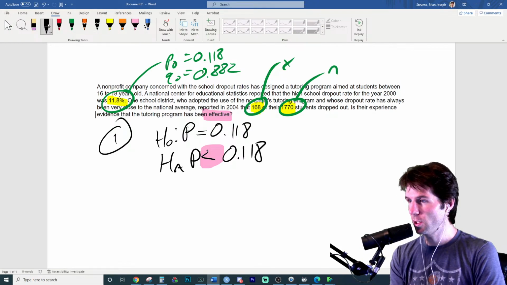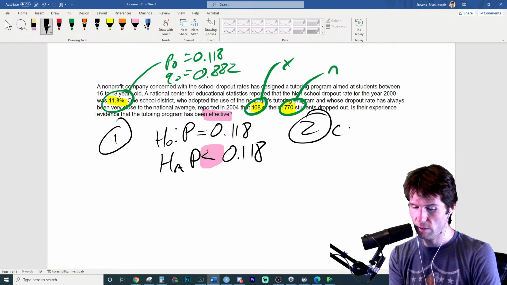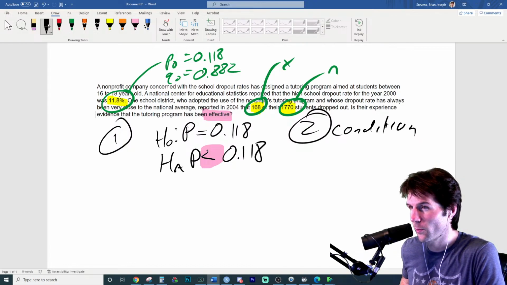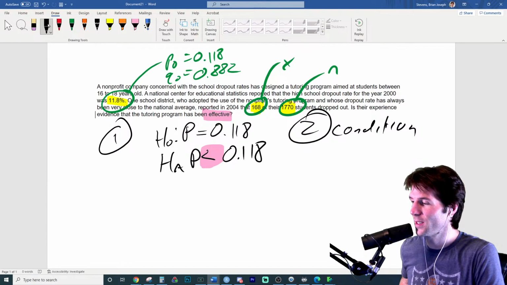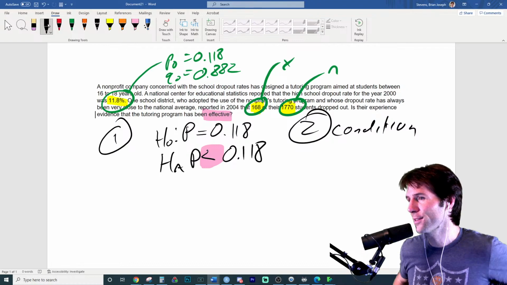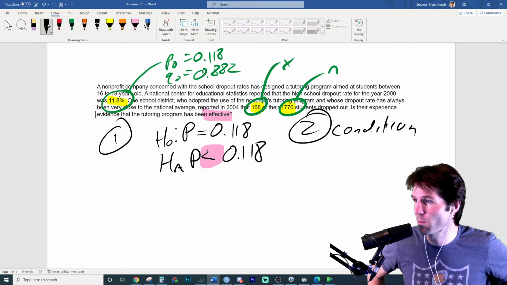So now we would check our conditions. Check 2 right here is conditions. So we'd ask, is this a random sample? Did it say random sample? A little worried about that random sample, right? Which also means it's independent. Is it less than 10% of all students? Yeah, I'd say 1,770 students, less than 10% of all students.